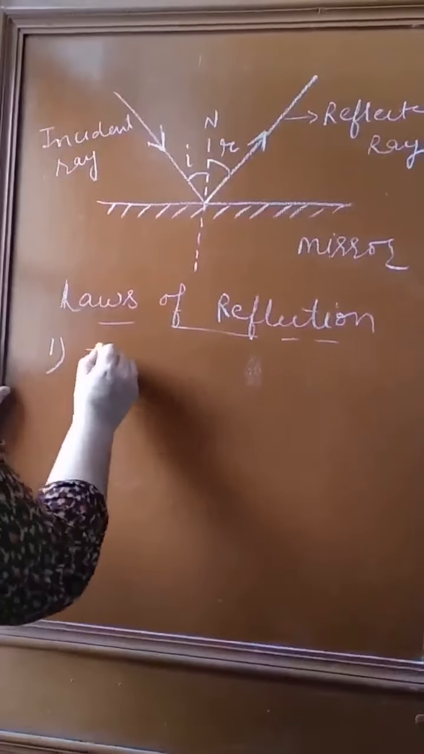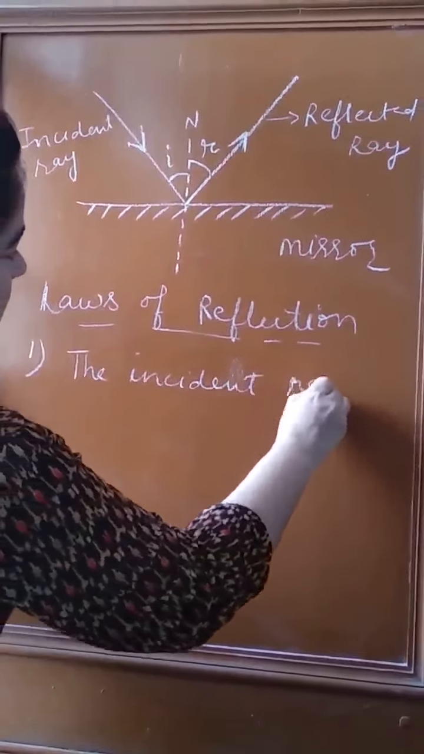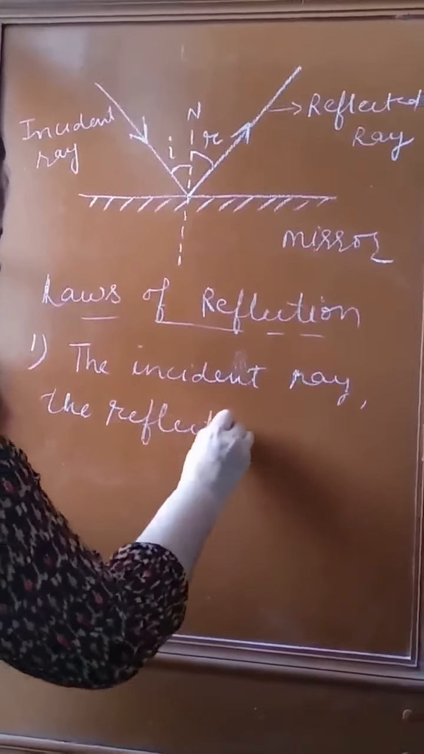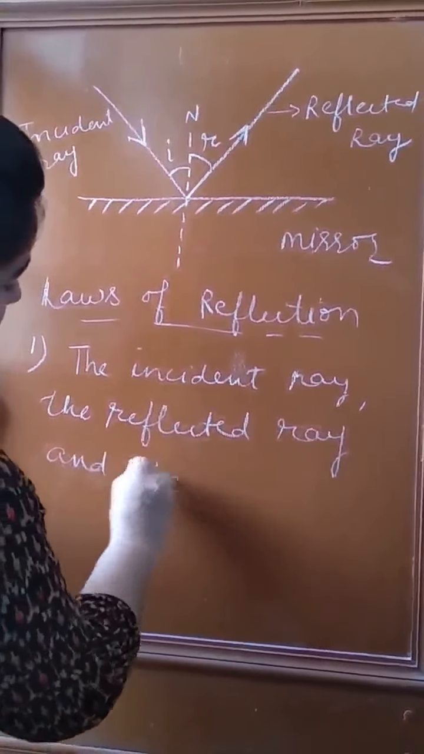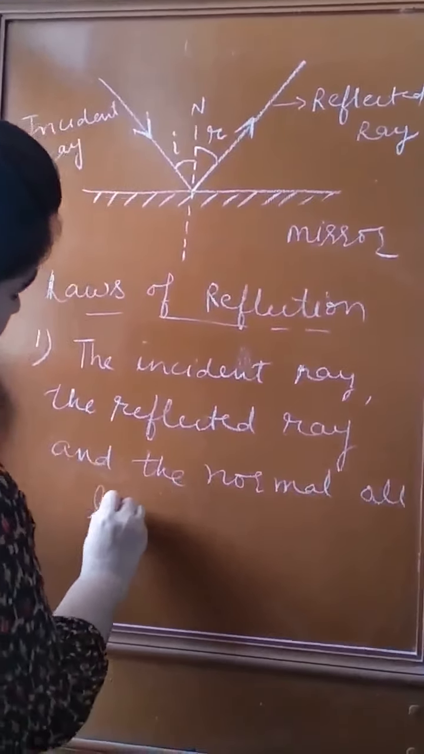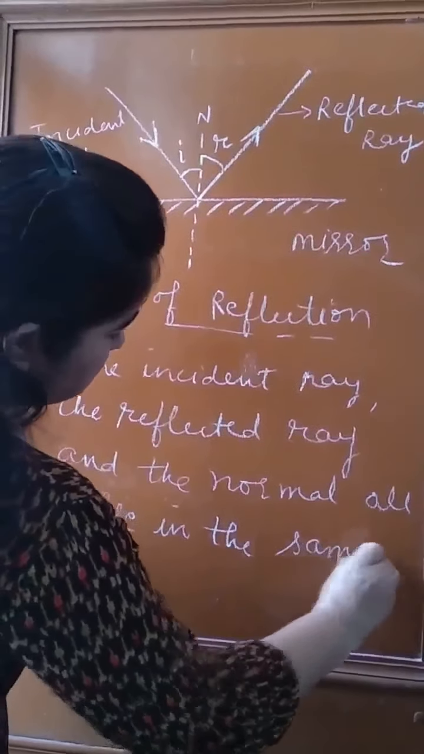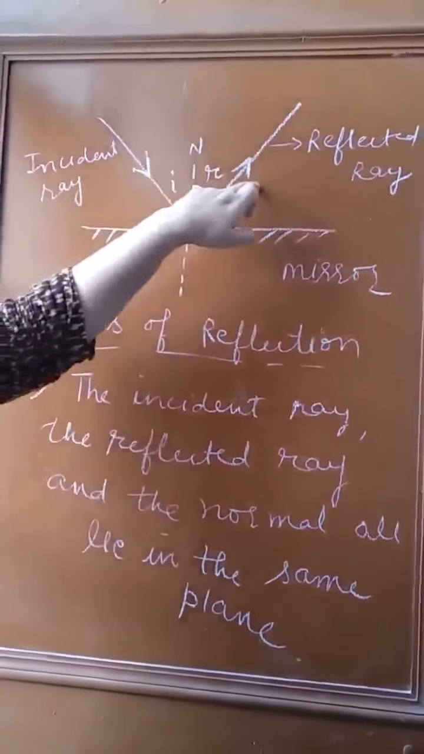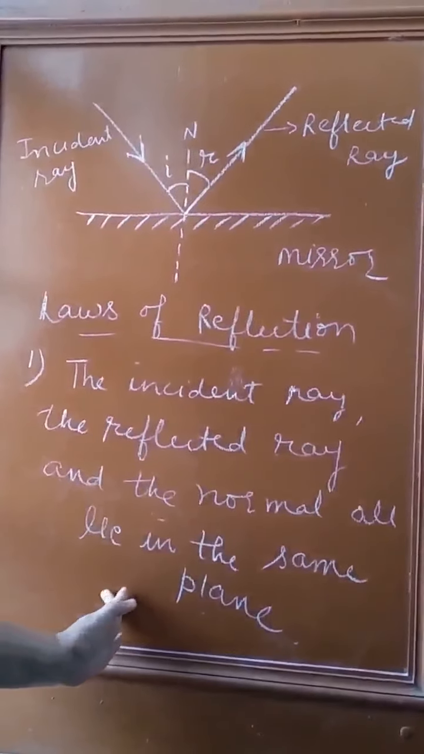So first law is the incident ray, the reflected ray, and the normal all lie in the same plane. ठीक है, सारी रेज इंसिडेंट रे, रिफ्लेक्टेड रे एंड नॉर्मल सभी एक ही प्लेन पर होंगे. तो दिस इज द फर्स्ट लॉ ऑफ रिफ्लेक्शन.